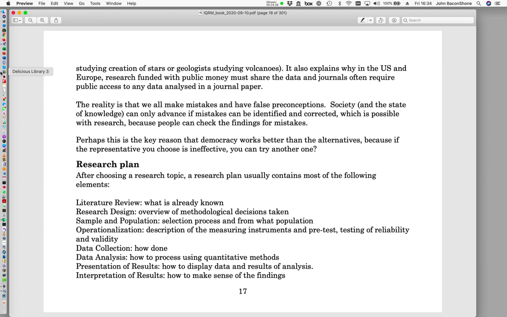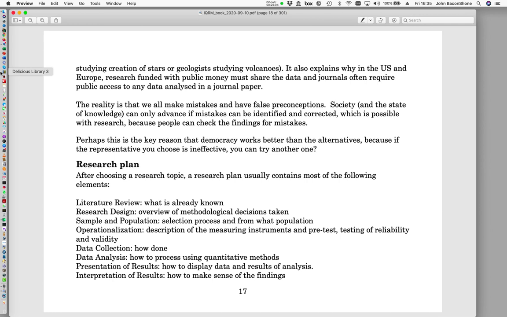Okay, now the whole context for research is, the reality is, as human beings, we all make mistakes. We all have some false preconceptions, and the argument behind this says that society and the state of knowledge can only advance if mistakes can be identified and corrected, which is at least in theory possible with research because people can check the findings for mistakes. So indeed, this is one of the arguments you could have for democracy.